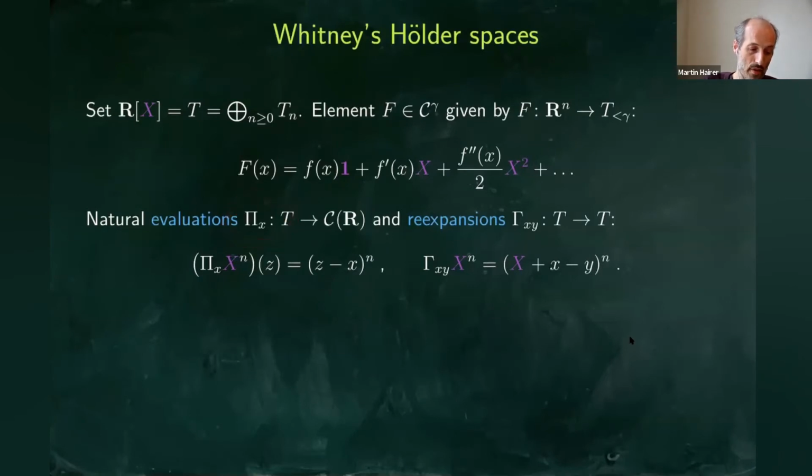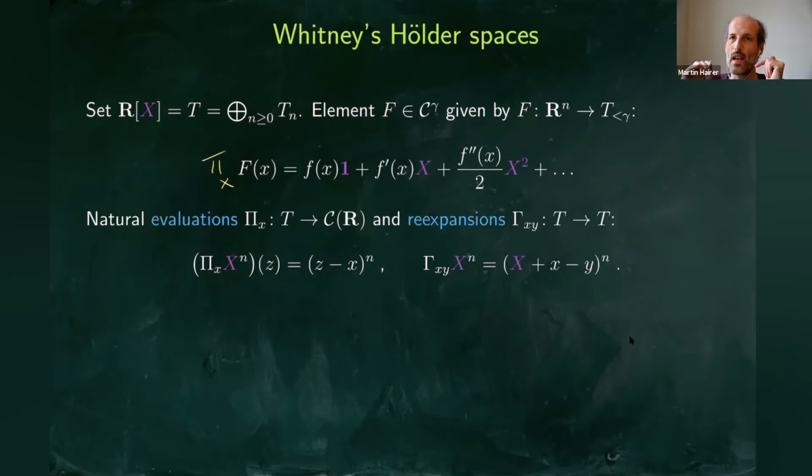So I view it as a linear map. So pi x of the purple X to the n is a function, and it's the function z minus x to the n. So if I describe a C gamma function in this way and I apply this pi x to f of x, then pi x of f of x is actually the Taylor expansion at x viewed as a function of z.